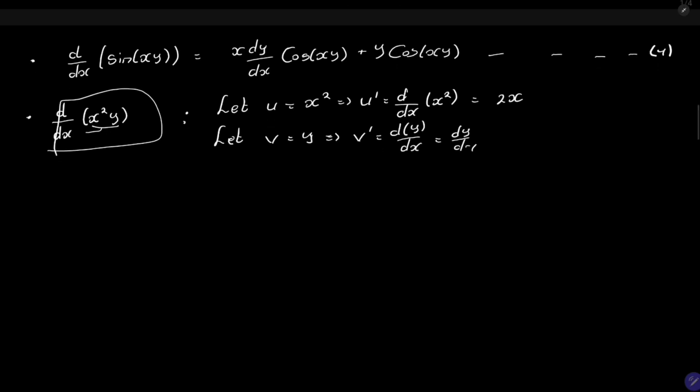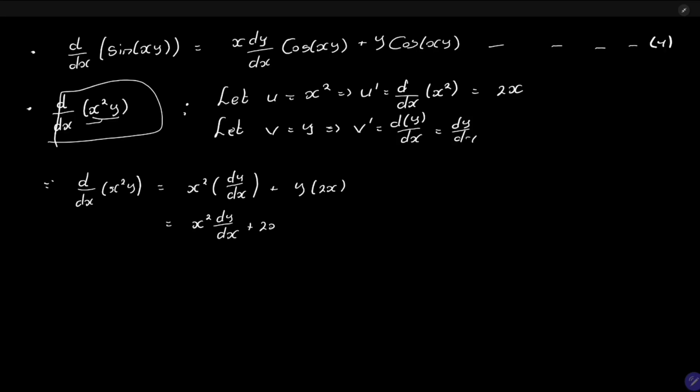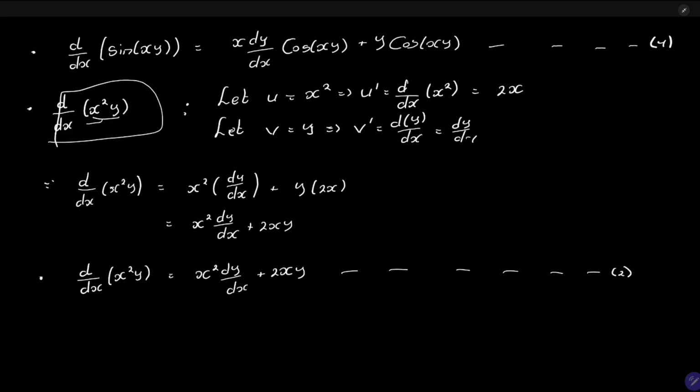This then implies that the derivative with respect to x of our function x squared y is u dv plus v du. What is our u? x squared times dv, dy on dx, plus v, y, times du, 2x, leaving us with x squared dy on dx plus 2xy. So we can then conclude that the derivative of our second term gives us x squared dy on dx plus 2xy. We call this equation 2.